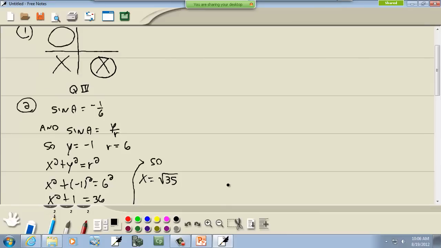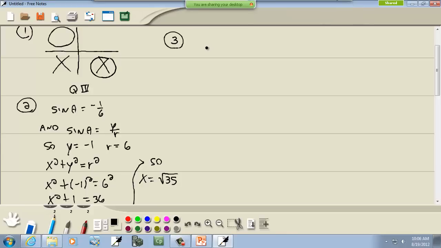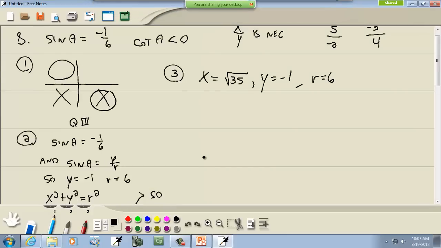Now let me jot these down. Let's see, x we said was square root of 35. Y we said was negative 1, and r is 6. So now we're ready to find our remaining trig functions. Cosine. Cosine is x over r. So we're going to have square root of 35 over 6.